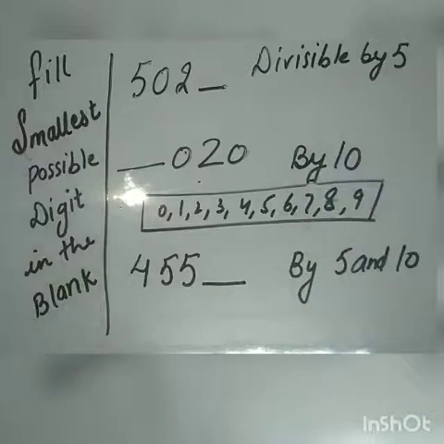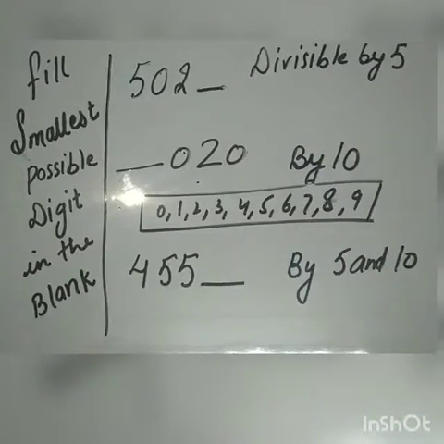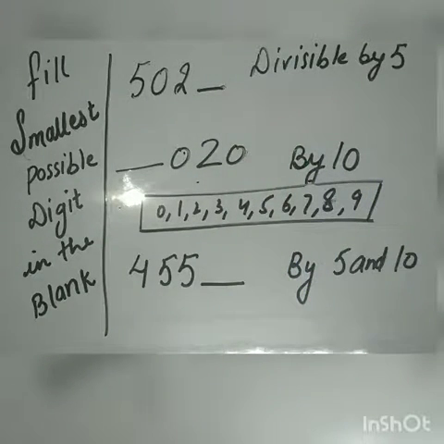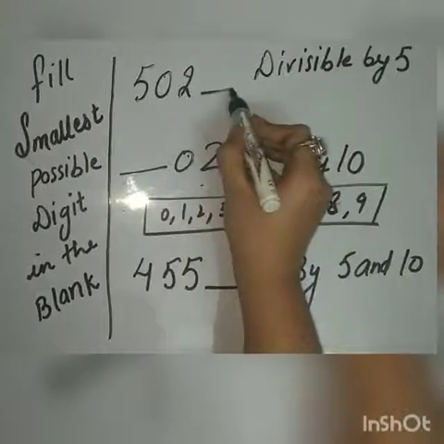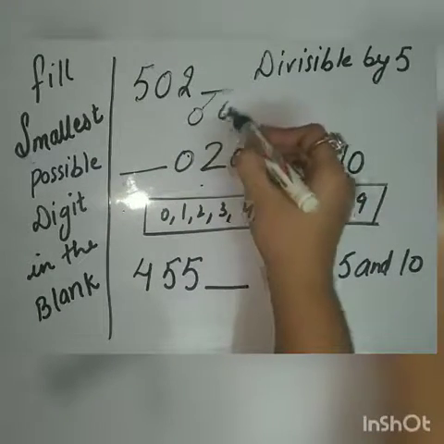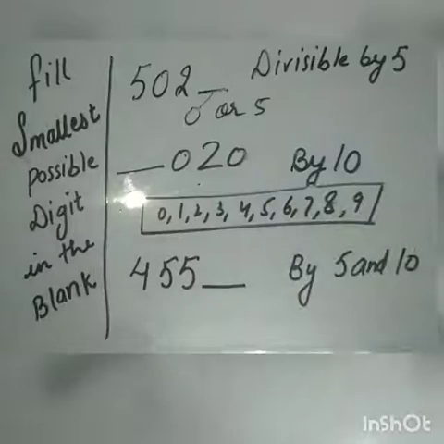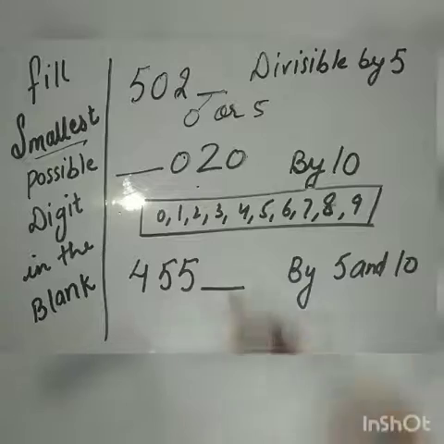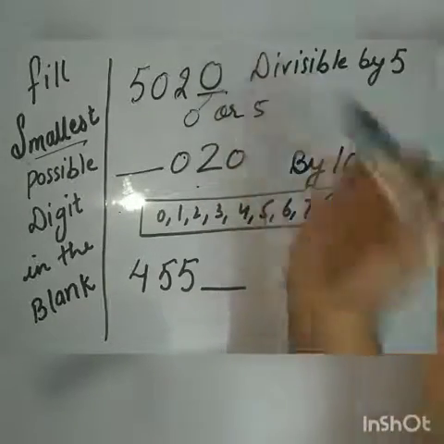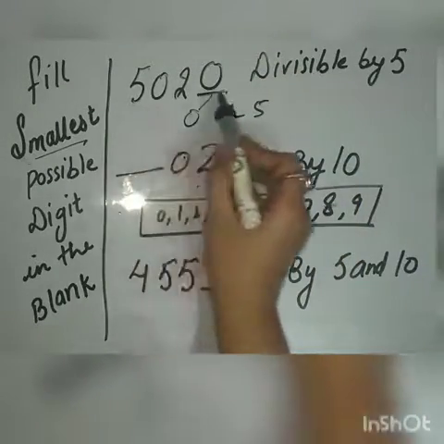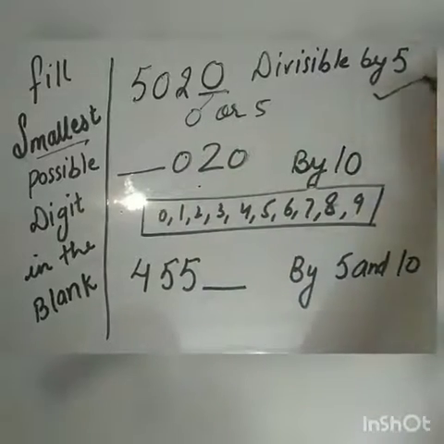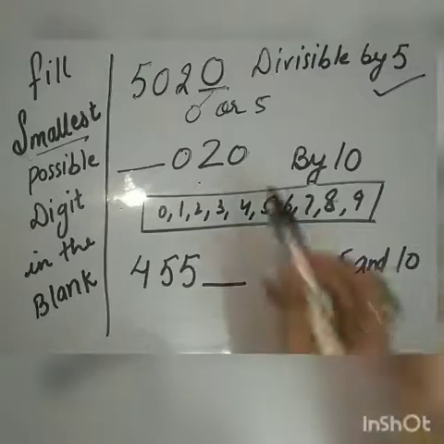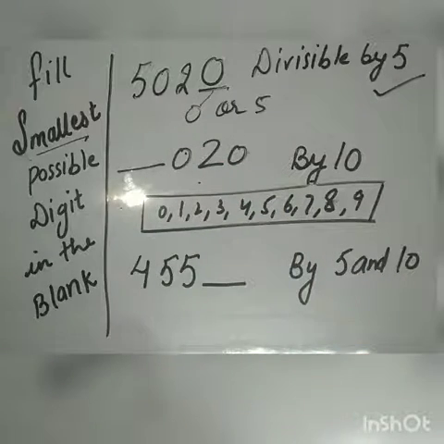Divisibility rule of 5. A number is divisible by 5 if it has 0 or 5 at the ones place. So at this place either 0 can be filled or 5 can be filled. But we have to fill the smallest possible digit in the blank. So here we will fill 0 so that 5020 is completely divisible by 5. If the word smallest is not given in the question, then you can fill either 5 or 0.